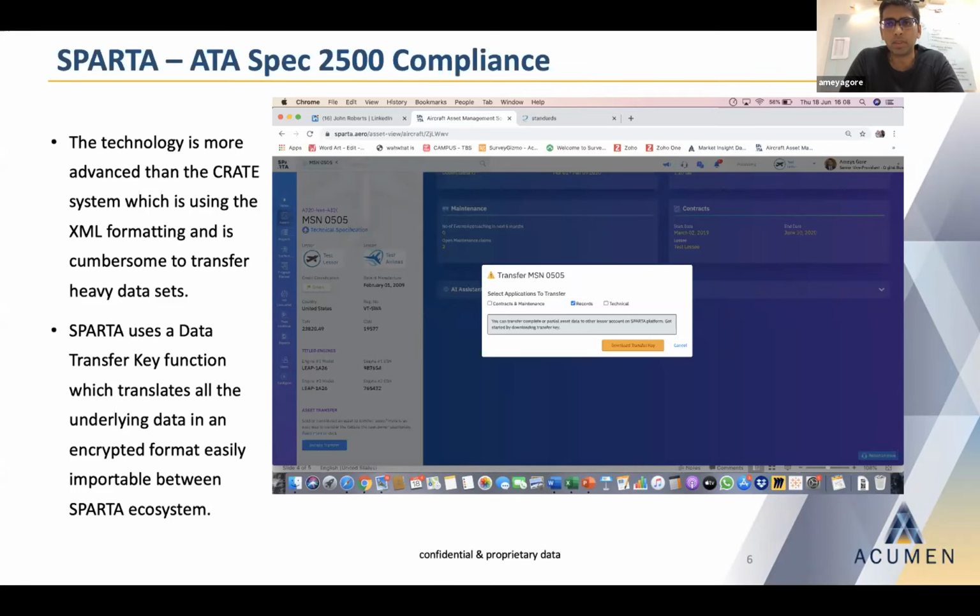And in essence, it still retains the entire configuration of the asset records. It still retains the entire properties of the records being transferred, but at the same time achieves the purpose of making a seamless transaction between two parties who are taking the asset.